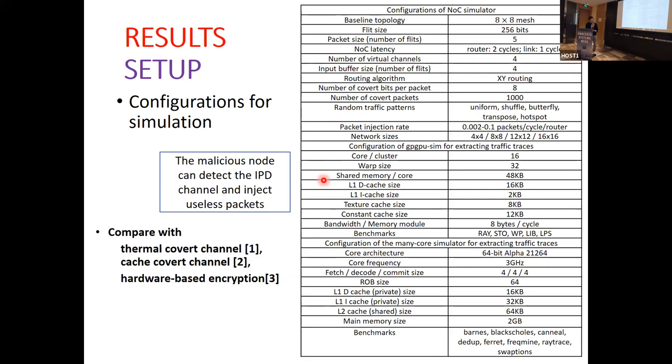In this slide, we present the configuration for simulation, and the malicious node has the ability to detect and inject useless packets into the network.